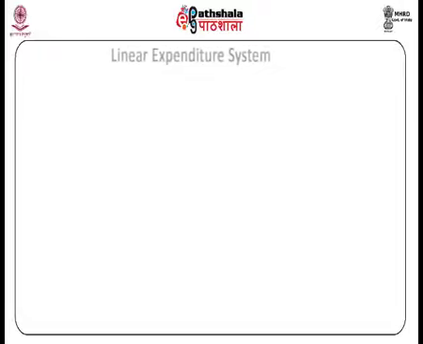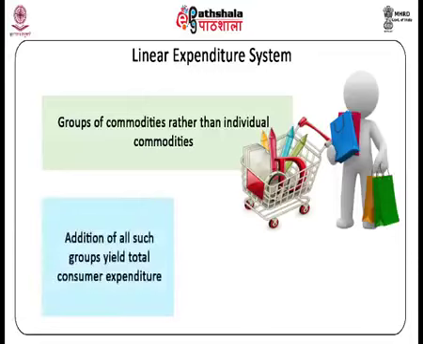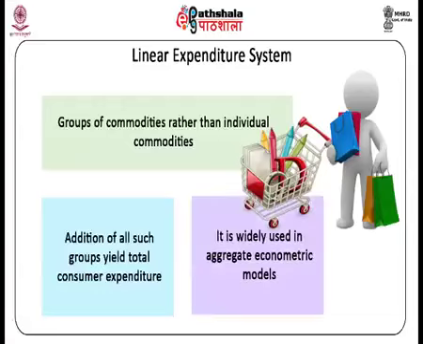Let us now study the last topic of this module, which is linear expenditure system. Linear expenditure system is a model which deals with groups of commodities rather than the individual commodities. Addition of all such groups yields total consumer expenditure. Linear expenditure system is widely used in aggregate econometric models where they provide disaggregation of the consumption function as desired.